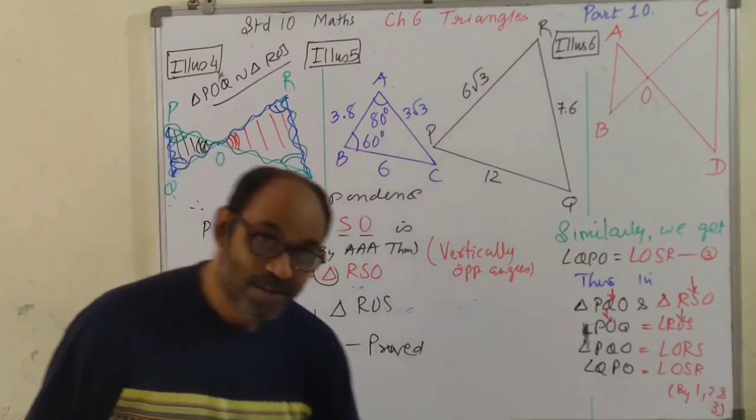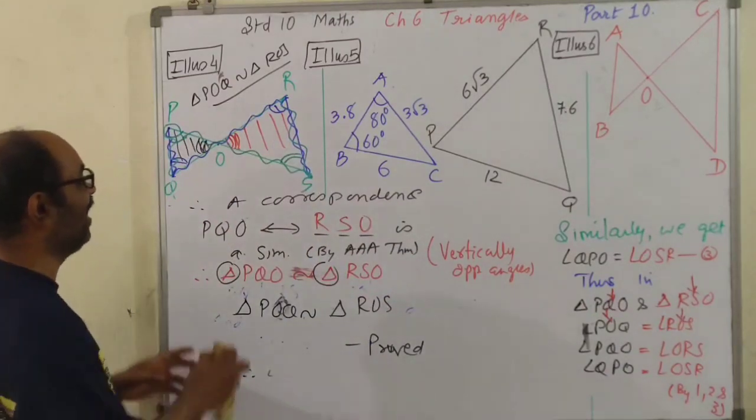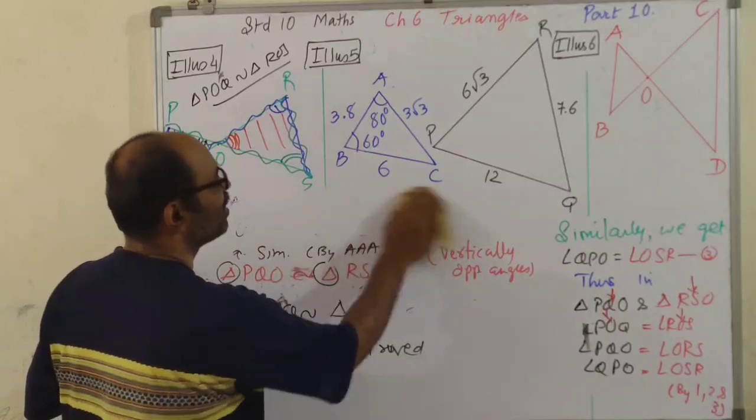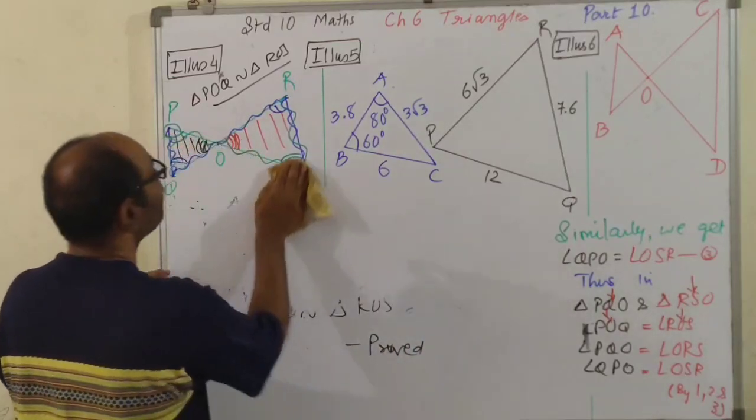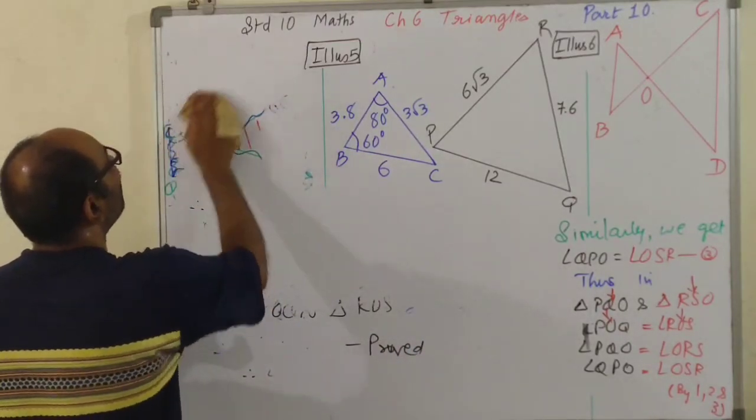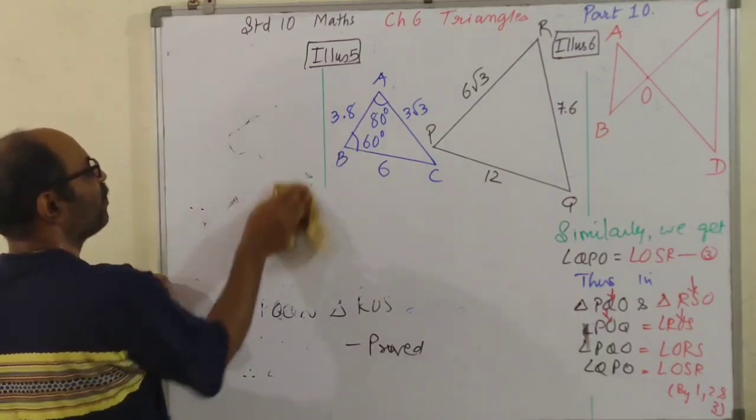Proved. Alright? Please write nicely. You can pause and write. Now we will move on to the second one. So I can remove this as well. Illustration 5 now.